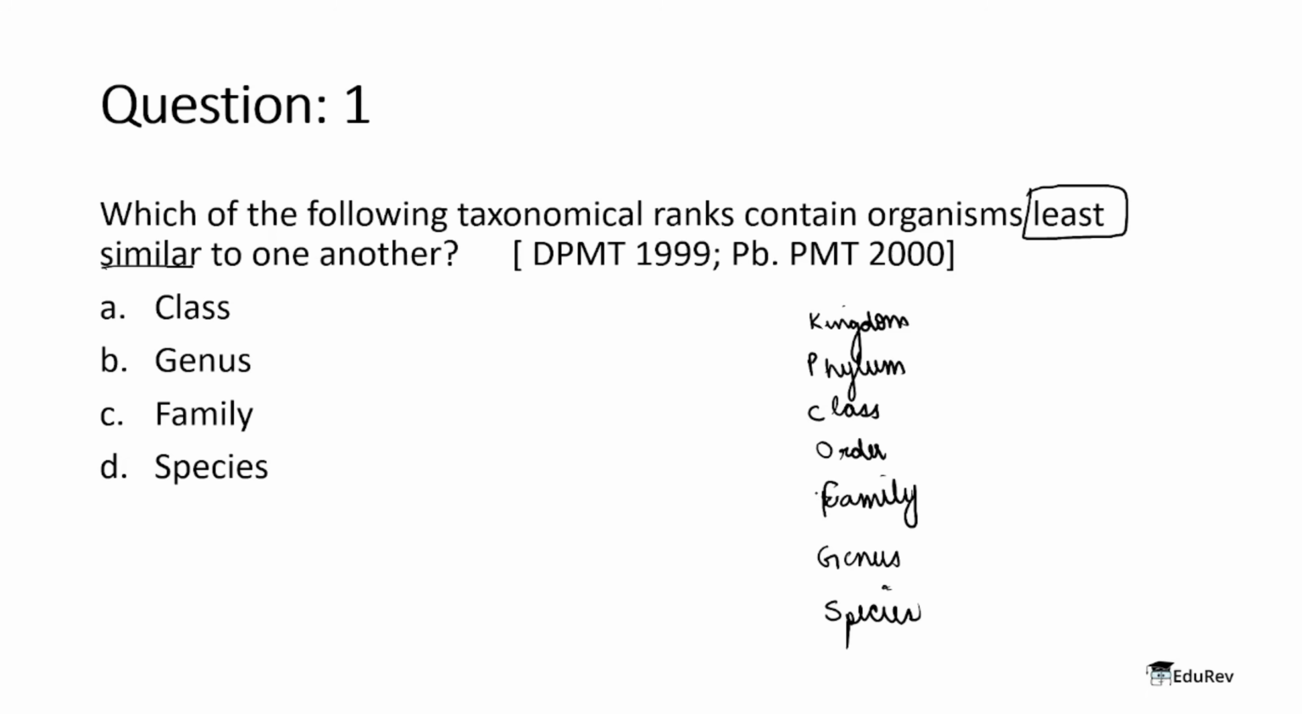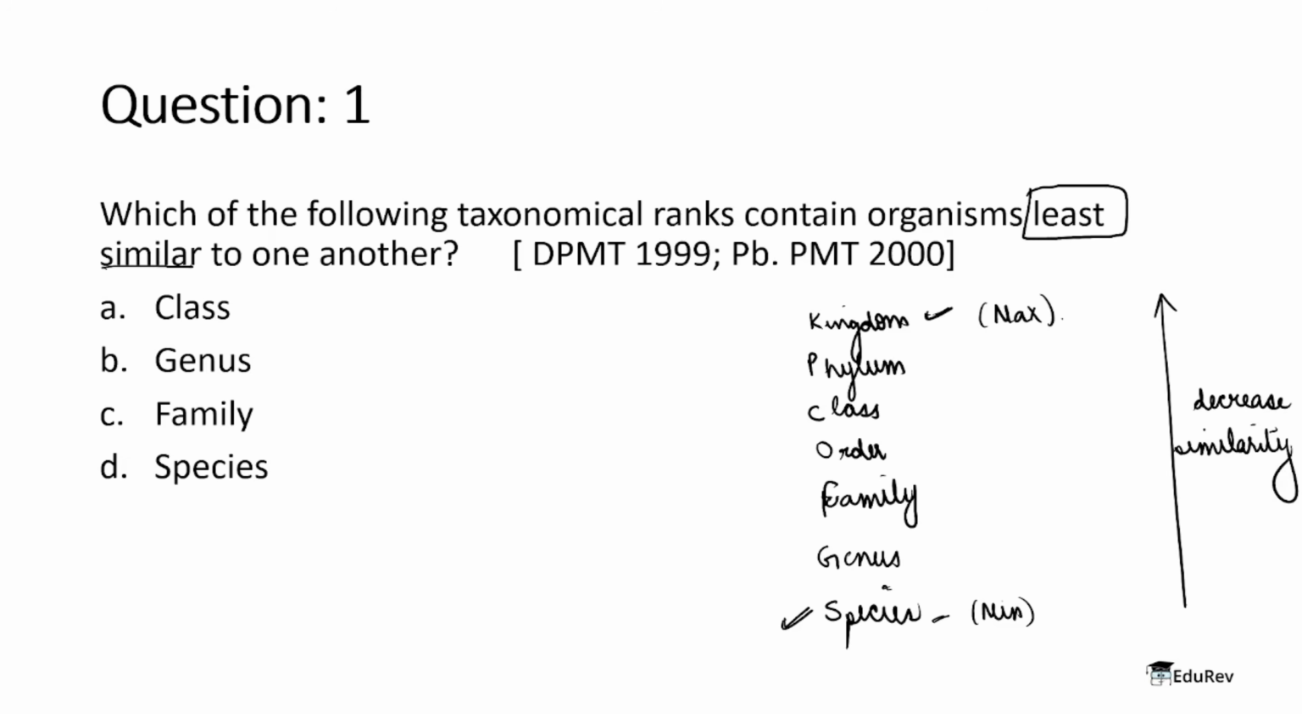We already learned that the most general characteristics are in kingdom, but the least general characteristics are in species. But what we are talking about here is least similar to one another. Species has the maximum specific characteristics, so here species are the most similar to one another. As we go up this ladder, the similarity between organisms decreases, and it is the least in kingdom and maximum in species.